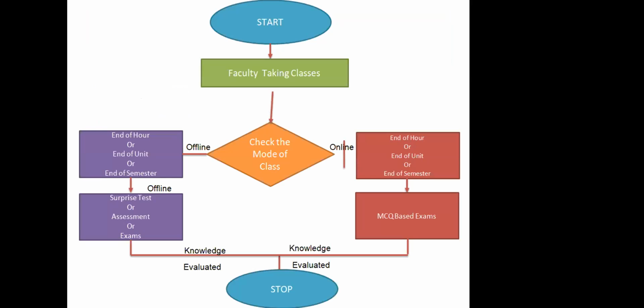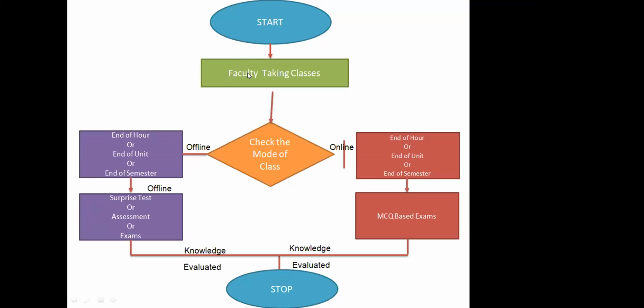Then see the flow diagram here. Start here. Faculty taking the class. If the class is running in the offline mode, then come to the left area. Suppose the class is taking place in the online mode, then come to the right area. First, consider the faculty taking the class in the offline mode. At the end of the hour, at the end of the unit, at the end of the semester, the faculty can conduct three types of examinations. Then only the faculty will easily understand the students' knowledge.